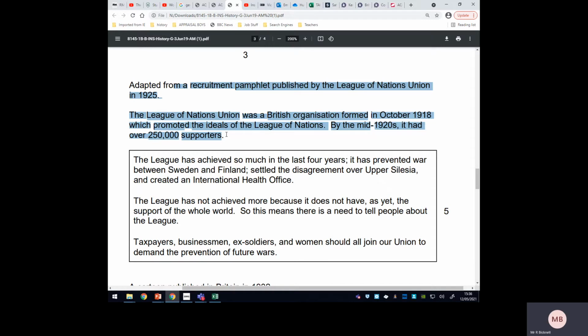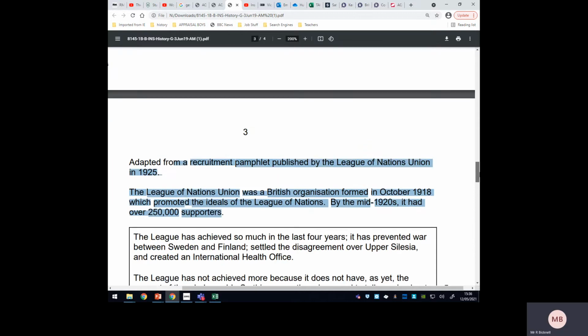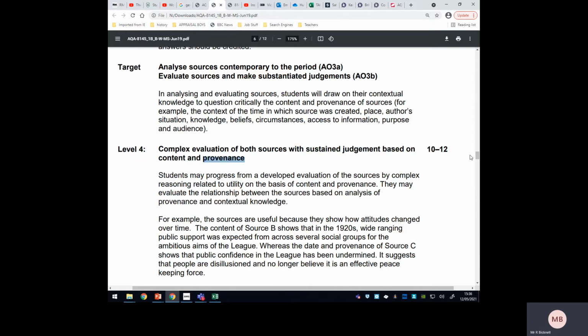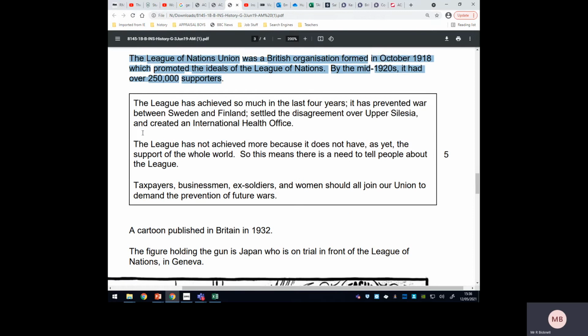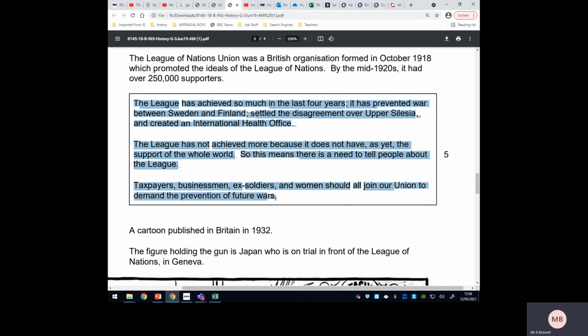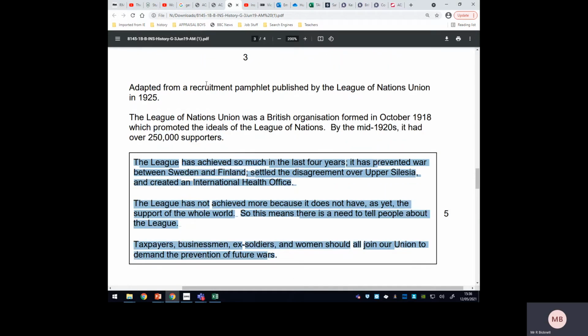This, though, has some limitations attached to it because it was produced by the League of Nations. It's a recruitment pamphlet, and that suggests to me that they're only going to focus on the positives because they're trying to recruit more countries to join. So, how useful is this to a historian studying the League of Nations? And you're going to say, absolutely, source B is useful to some degree because it highlights a number of the League's successes, and this would be helpful to a historian, and you explain those successes, and you can also talk about the limitations based on the provenance.